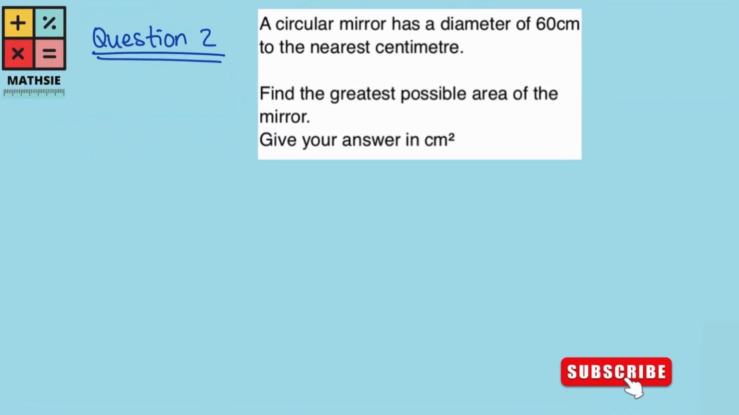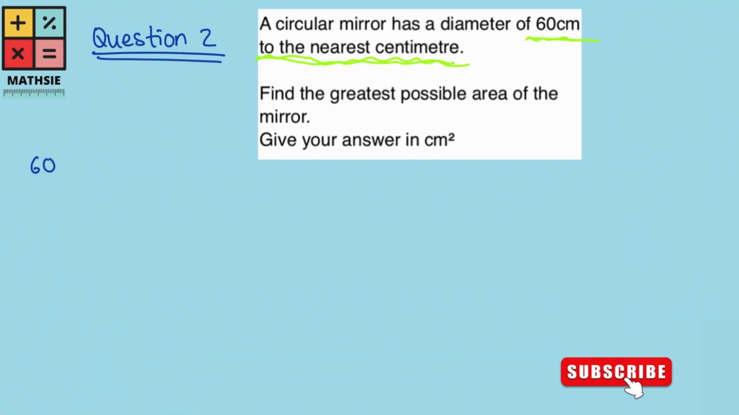So we have a circular mirror that has a diameter of 60 centimeters to the nearest centimeter. Whenever you have things like that, we might be asked what is the upper bound, what's the lower bound? Or we might be asked a further question, as here, which is: find the greatest possible area of the mirror. Whenever we have the greatest possible or the lowest possible, we need to think about the number which is rounded to some decimal places. In our case, that's just rounded to the nearest centimeter.